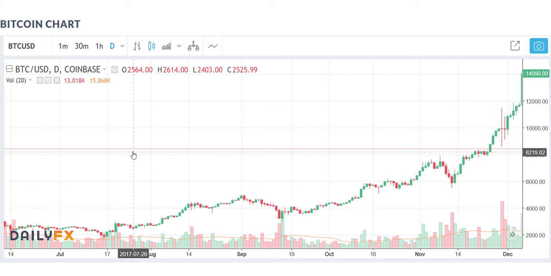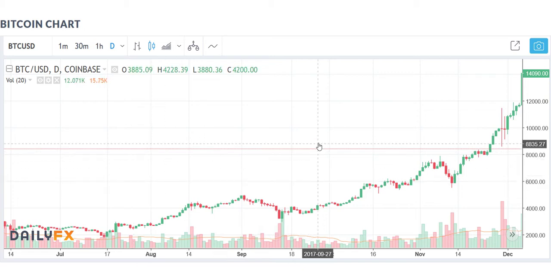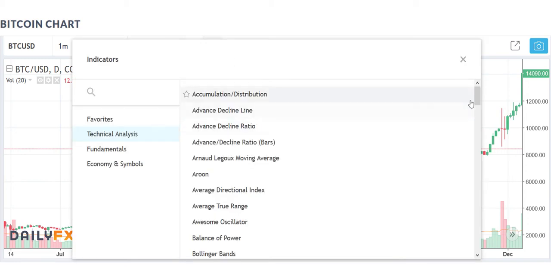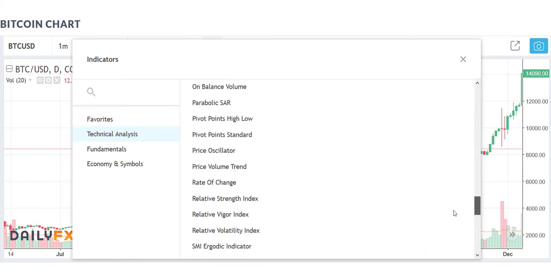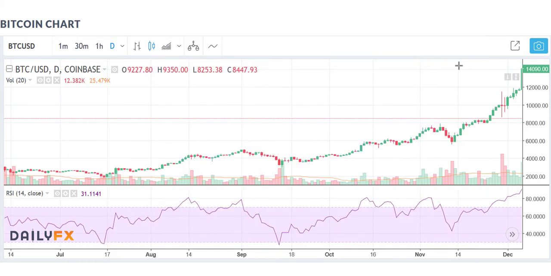Hi. Last time we began looking at Bitcoin, where we noticed that it seems to be a trending market with higher highs and higher lows. This time we're going to use a technical indicator, the RSI. So we just go to Indicators, Relative Strength Index. And it's plotted below the chart.